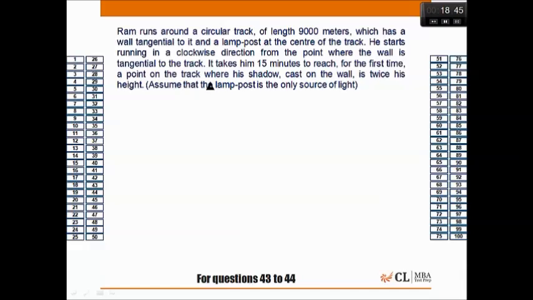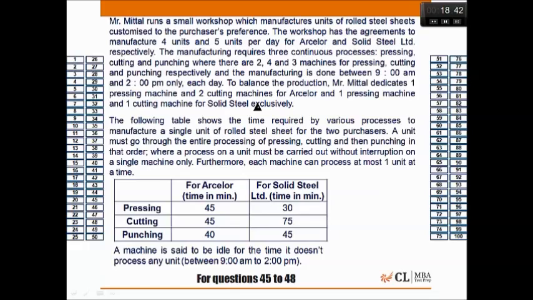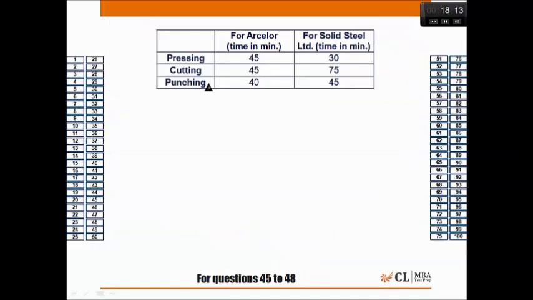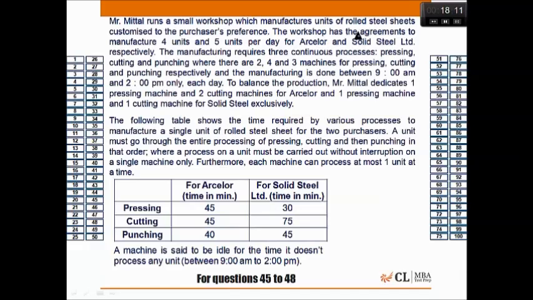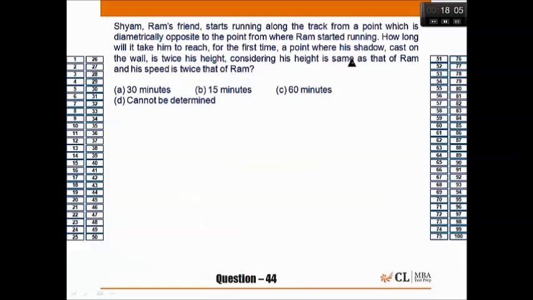Okay, let's probably try this one now. Now it's about figuring out which round. Let's try this. Okay, wait. Let's at least read this and see if we can do it. Mithil runs a small workshop which manufactures units of rolled steel sheets customized to the purchaser's preference. The workshop has agreements to manufacture 4 units and 5 units per day for Arcelor and Solid Steel Limited. The manufacturing requires 3 continuous processes: pressing, cutting and punching. So there are 2, 4 and 3 machines for pressing, cutting and punching. This is going to be tough. This is genuinely tough.